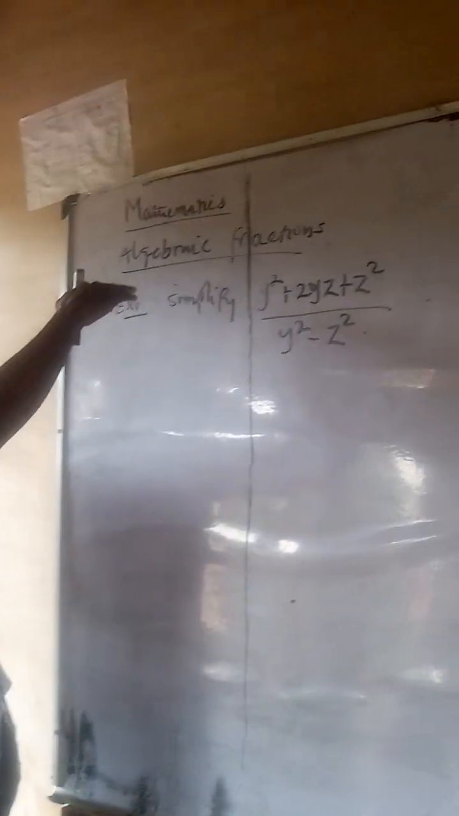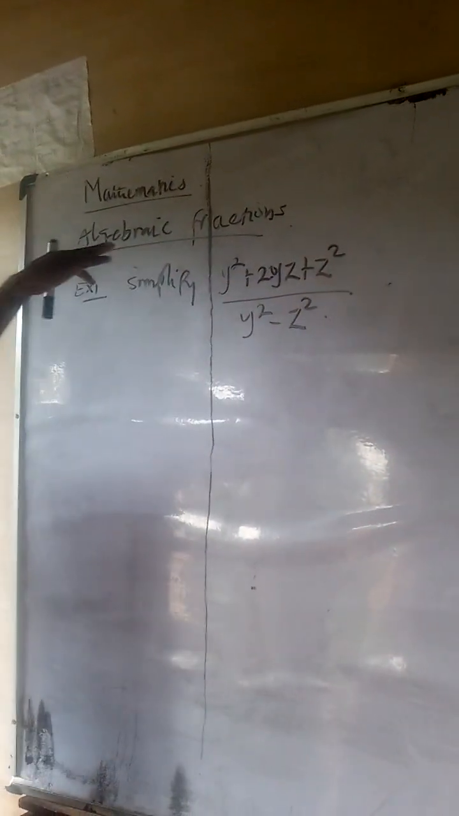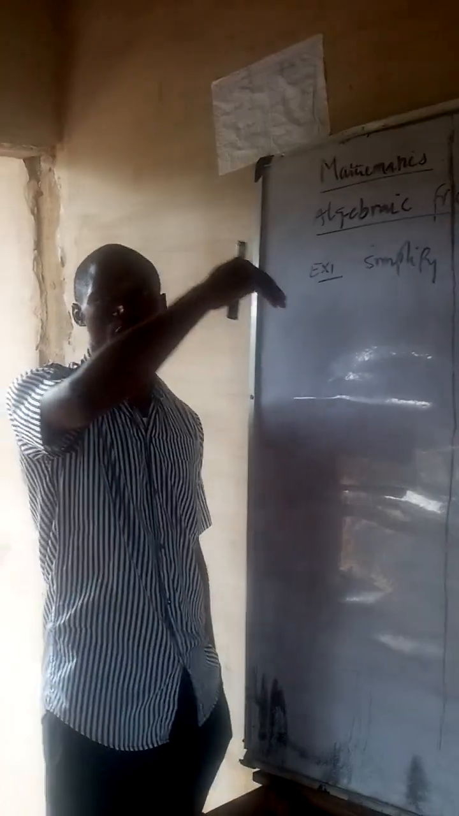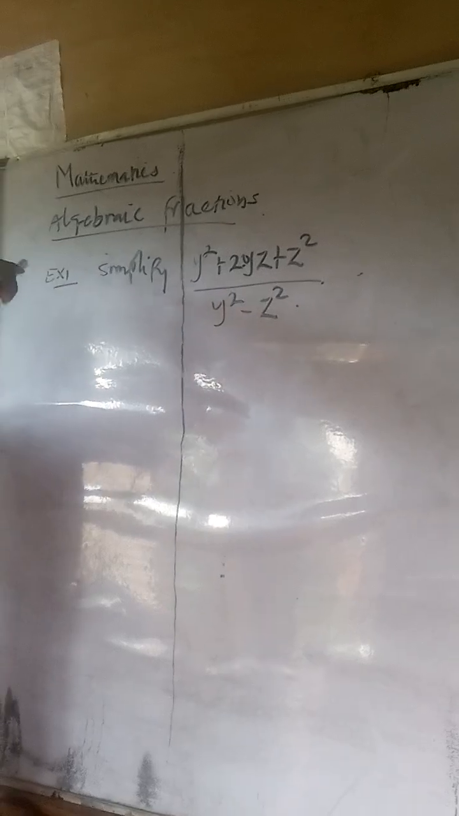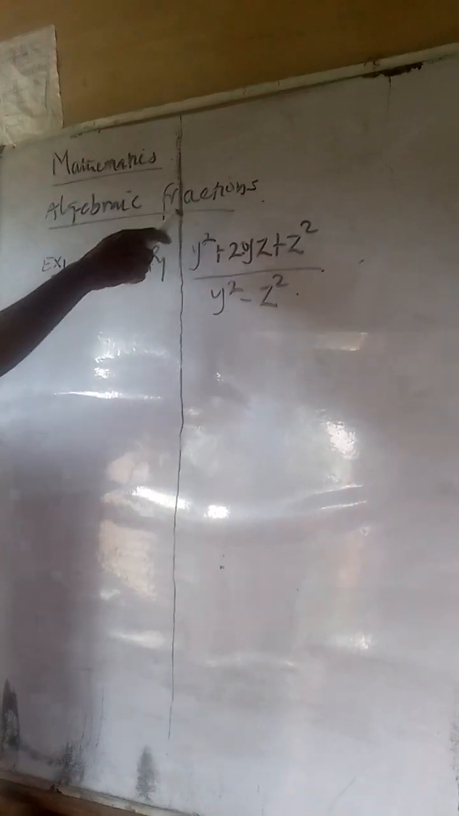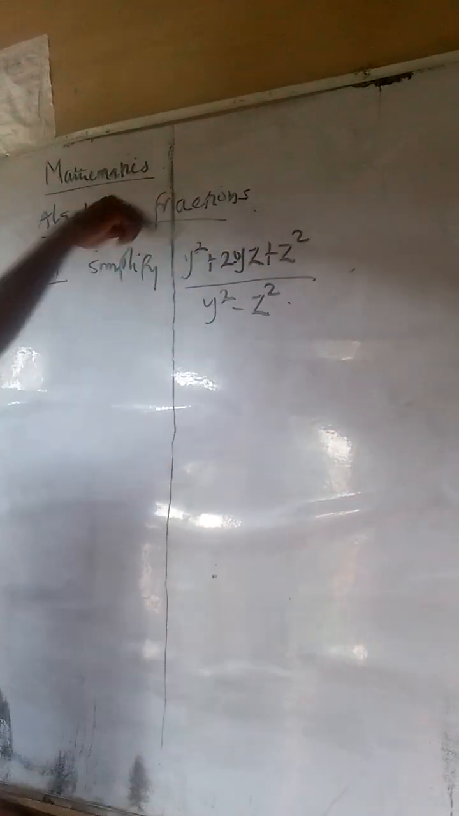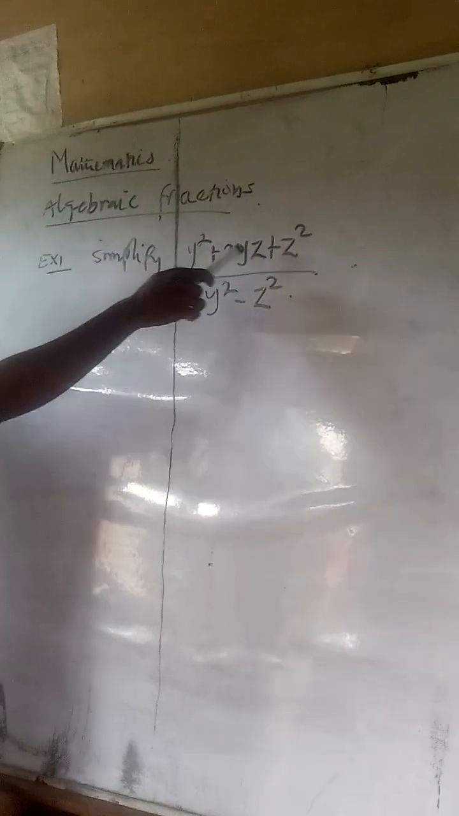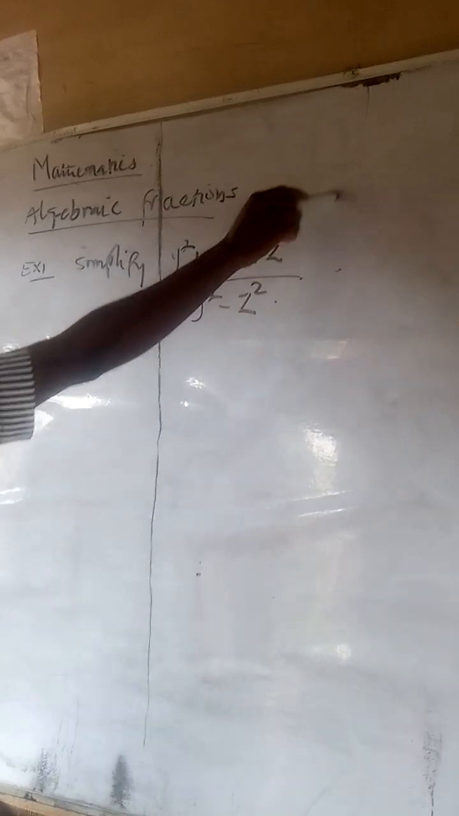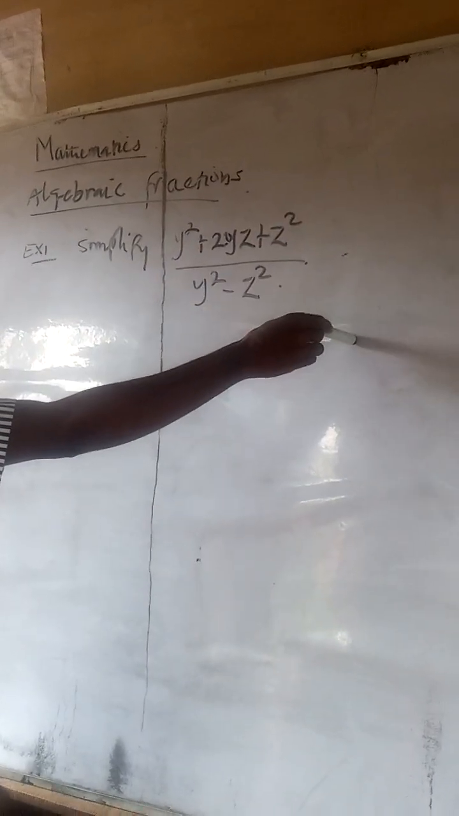The topic is algebraic fractions. We know that algebra is a branch of maths that has to do with data and numbers, and we know what a fraction means: you have the numerator and then the denominator. Considering this expression, this will be our numerator and this will be our denominator.